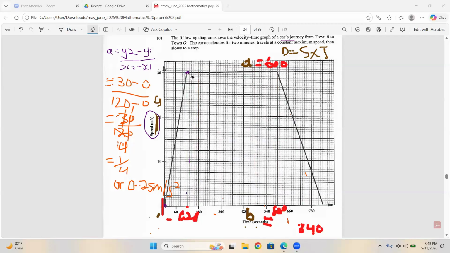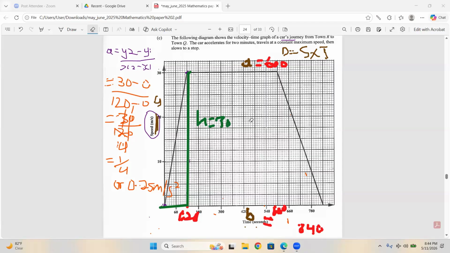Okay? So if we just use from here to here, this starts from 0. That's where 0 is on the Y, and it ends at 30. So the length of that line based on the speed axis, the height, is going to be 30.